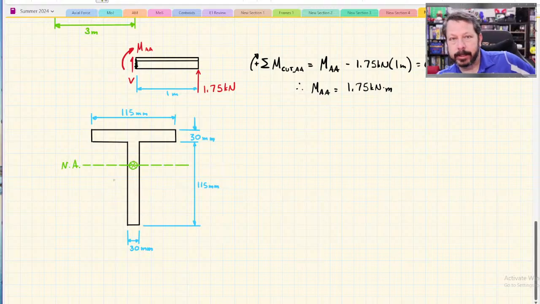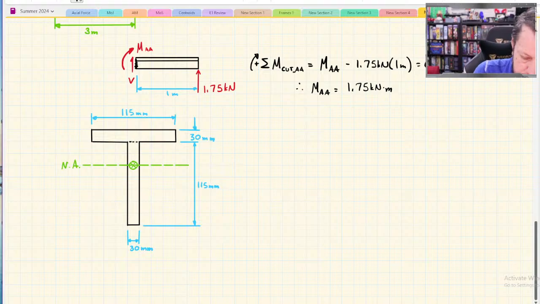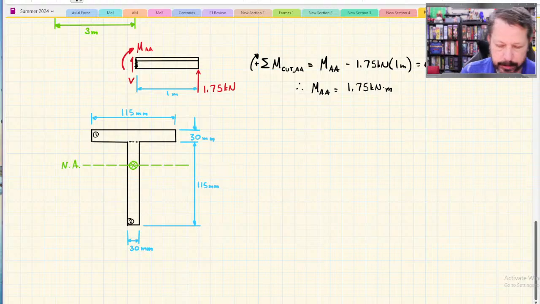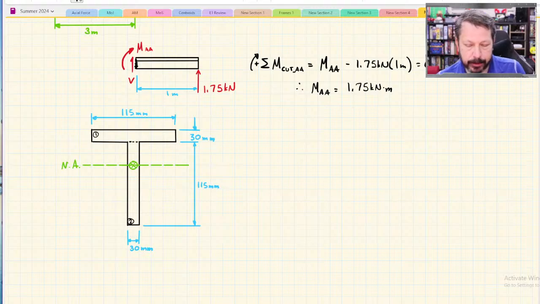So we did centroids several weeks ago. So it's been a while since we've done that. But this one is relatively straightforward. There's one rectangle here and another rectangle here. So 1 is the flange and 2 is the stem. And we're going to use our, what do you call it, our bookkeeping method.